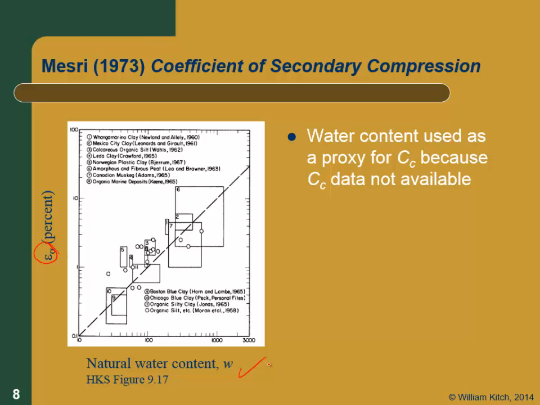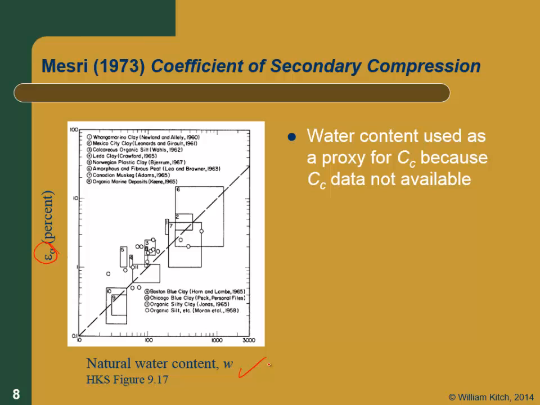And so he was using C sub C, he's using the water content as a proxy for C sub C. Because his theory is that there's a relationship between the coefficient of compression and the coefficient of secondary compression. But he didn't have a lot of C sub C data. And you can't screw up water content. At least it's hard to screw up water content. As long as you didn't let the sample dry out between the time you sampled it and when you tested it, the water content didn't change. Compressibility is highly dependent on how you treated the sample. So that's why he developed this.